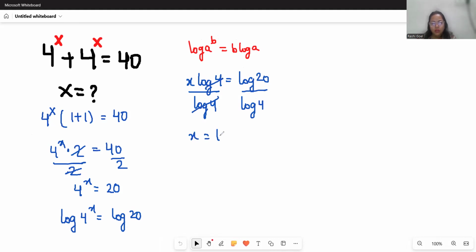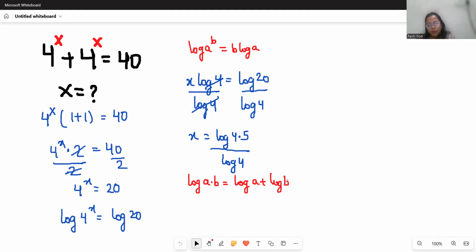So x equal log 20, I can write it as 4 times 5 by log 4. Now as per log rule, log a times b is equal to log a plus log b. So x equal log 4 plus log 5 by log 4.